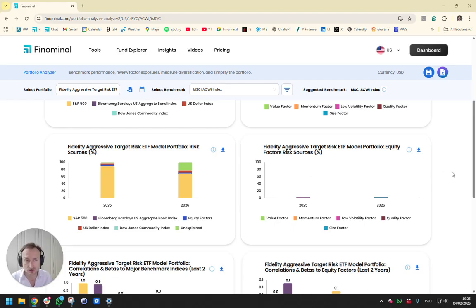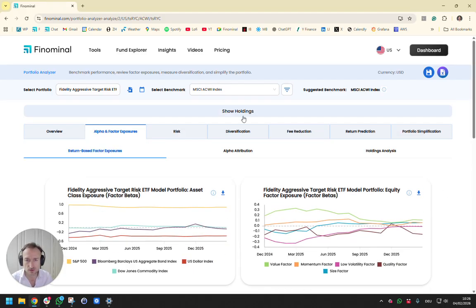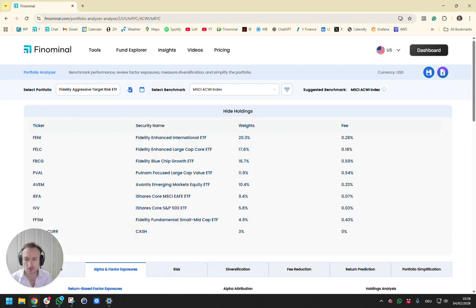And that's interesting to think about because if we go back to the holdings, we do see large cap core, blue chip growth. So blue chip growth would indicate that this is something like quality themed, right? There's large cap value in here. There's also fundamental small cap. So there should be some factor exposures here, right?